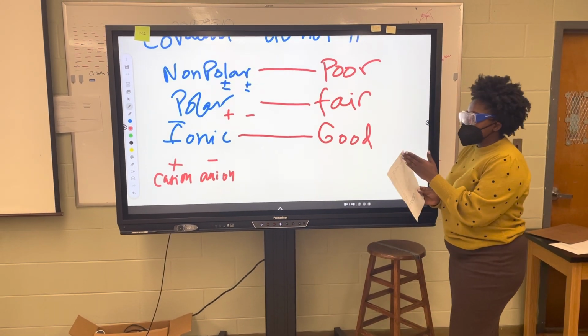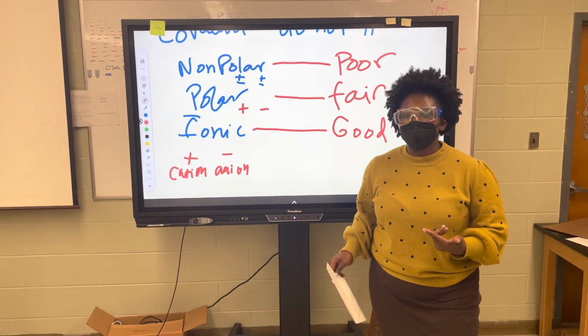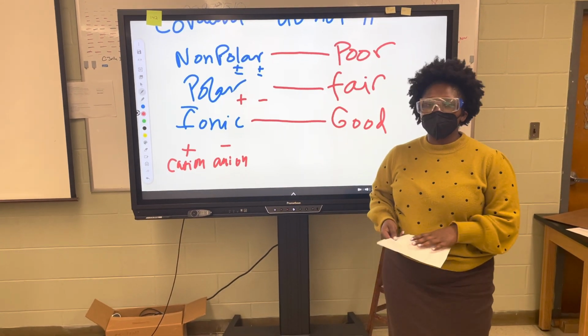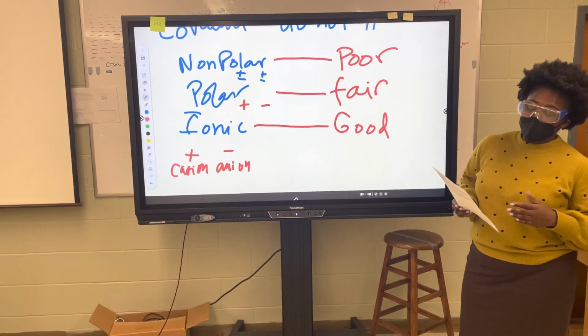So, as far as type of compound, we're going to skip that column because, to be honest, I have no clue what they're talking about in that column. I'm very confused. It could just be covalent versus ionic, but we already discussed that.